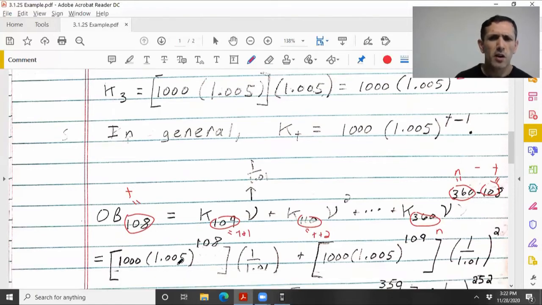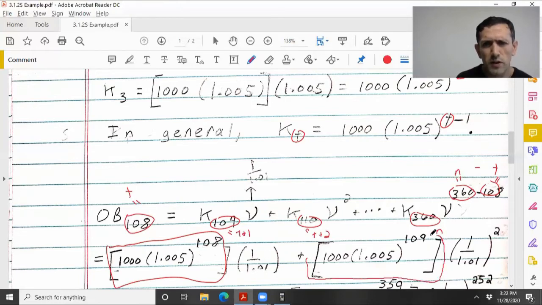Let's make sure we're all on the same page here. K109 is 1,000 times 1.005 to the 108. Whatever index is here, the payment corresponds to 1,000 times 1.005 to whatever is here minus 1. We've got a 109, so it's 109 minus 1; we've got a 110 here, it's 110 minus 1, et cetera. So it's K109 times the present value factor, K110 times the present value factor squared.